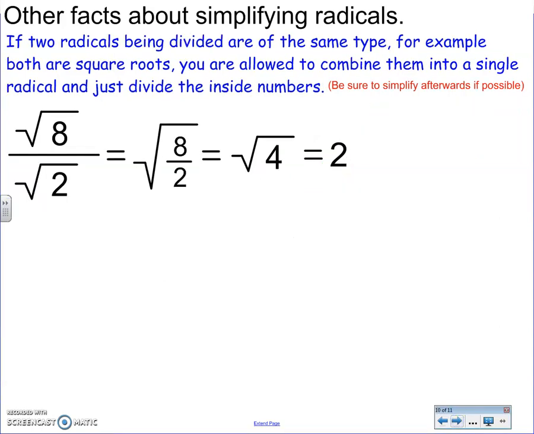We also have division. If two radicals are being divided of the same type, again, they're both square roots, which should be the case in geometry, you are allowed to combine to a single radical, single square root, and just divide the inside numbers. But again, be sure to simplify afterwards if possible.